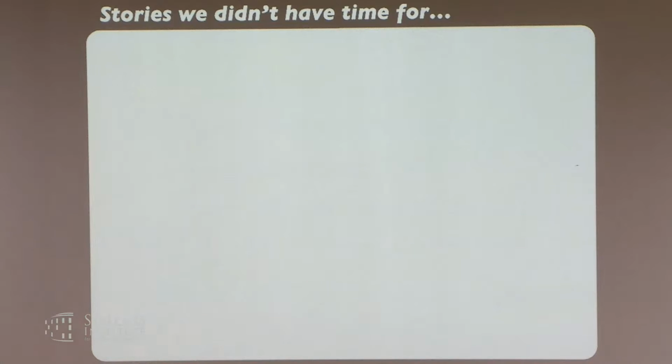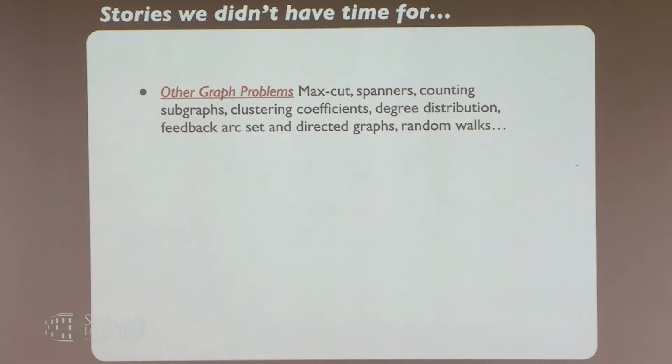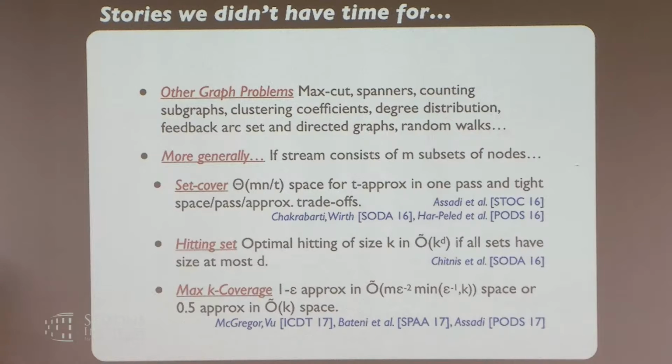Okay, so to wrap up: there are many other graph problems out there, many of which I haven't had a chance to talk about. Maybe they didn't fit on a single post-it size description. Maybe I didn't already have slides on them.